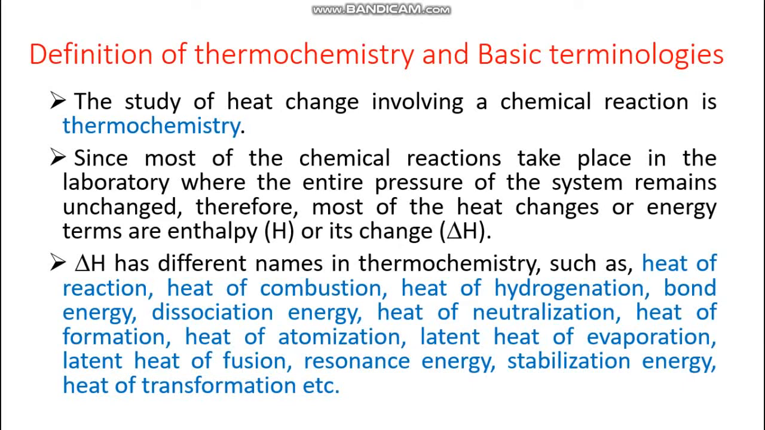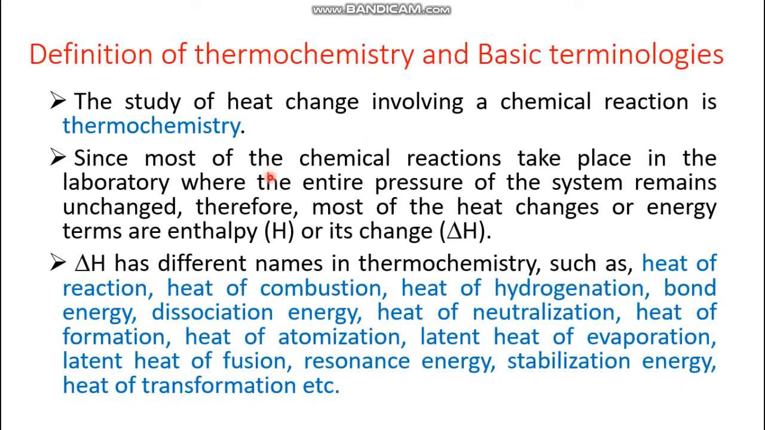The study of heat change involving a chemical reaction is thermochemistry. So this is a simple definition: the study of heat change. When a chemical reaction is taking place, heat may be absorbed, heat may be released. So that determination of that amount, calculation of that amount, both theoretically and practically, is thermochemistry.